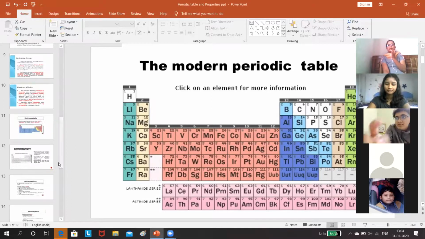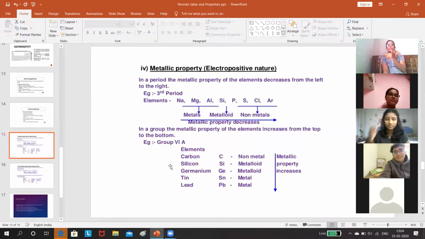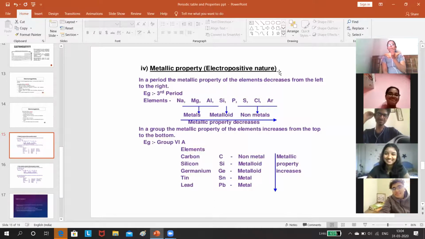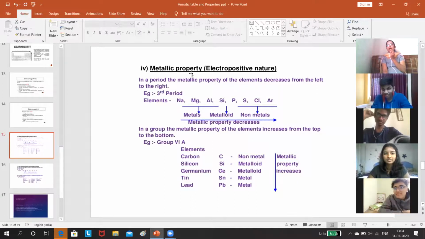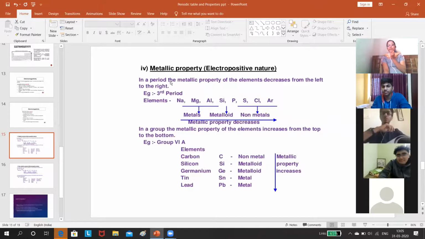Tell me, what are metals? The group 1 and group 2 elements. Electronegative? Metals tend to donate electrons. Yes, very good. Metals are elements that have a tendency to donate electrons. They are electropositive, in group 1 and group 2.